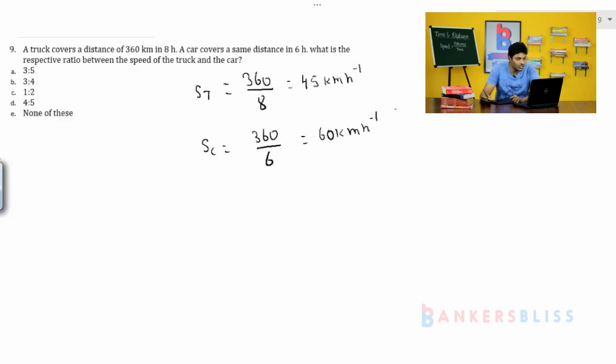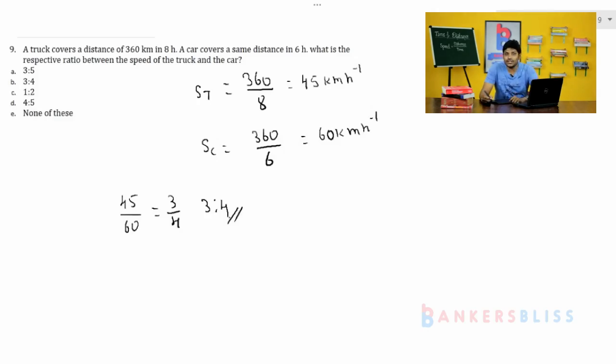What is the respective ratio between the speed of the truck and the car? So, speed of the truck is 45, speed of the car is 60. 15 3s are 45, 15 4s are 60. So, the ratio is 3:4. The ratio is 3:4. Okay. So, this is very simple, but you have one more methodology. If you adopt that one, then you can save a lot of time.